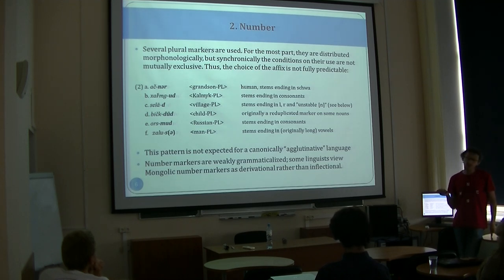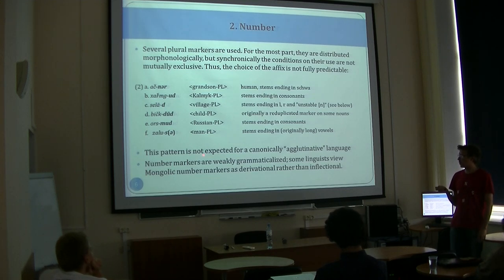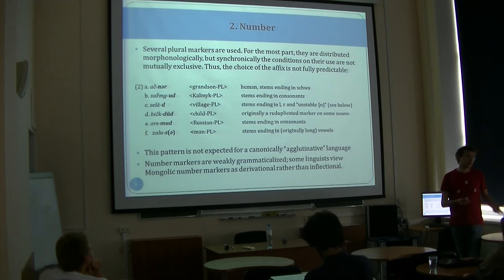So if you really view number as a full-fledged grammatical category in Kalmyk, then in this respect, Kalmyk is not an ideally agglutinative language. Again, we discussed this topic last time, and we come to it again, and we'll encounter other manifestations, other deviations from the canonical agglutination today. So, because you have to remember it somehow.